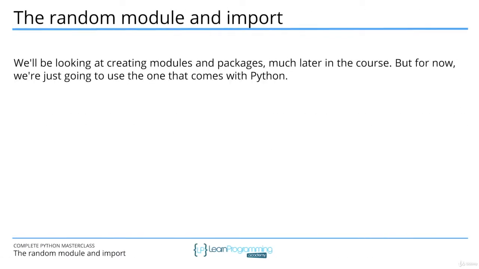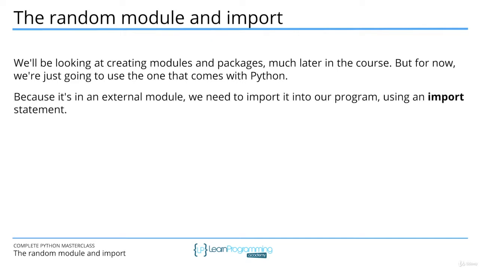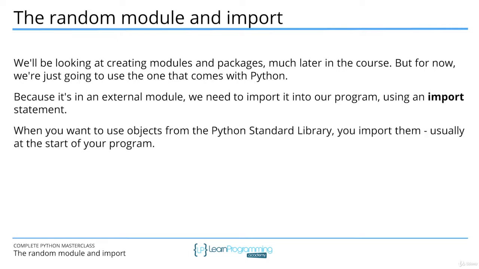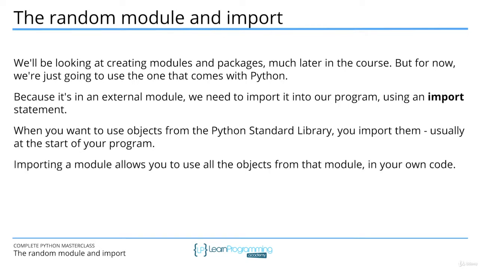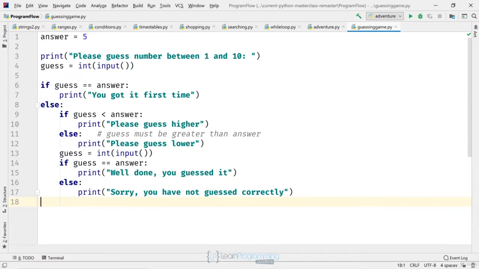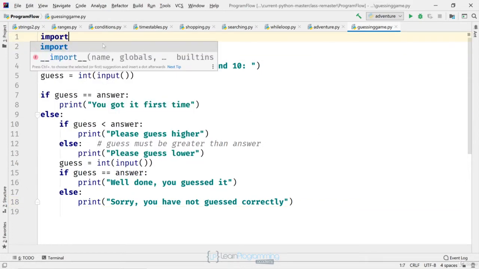We'll be looking at creating modules and packages much later in the course, but for now what we're going to do is use the random generator that comes with Python. Because it's in an external module, we need to import it into our program to use it, using an import statement. When you want to use objects from the Python standard library, you import them, usually at the start of your program. Importing a module allows you to use all the objects from that module in your own code. So we want to use the randint function from the random module, so we can start by importing random. We're going to do that right up on line 1 by typing import random.